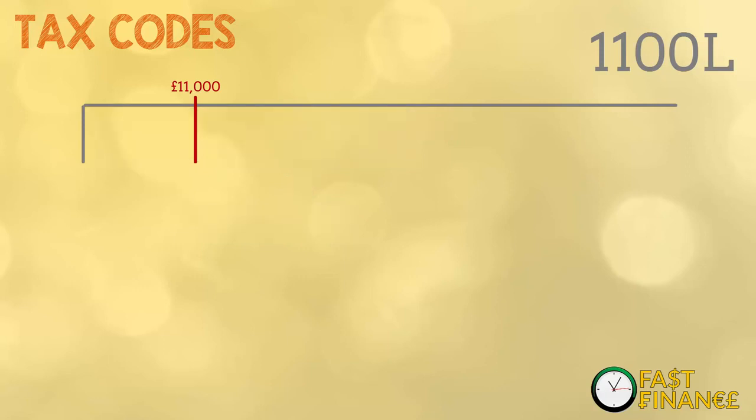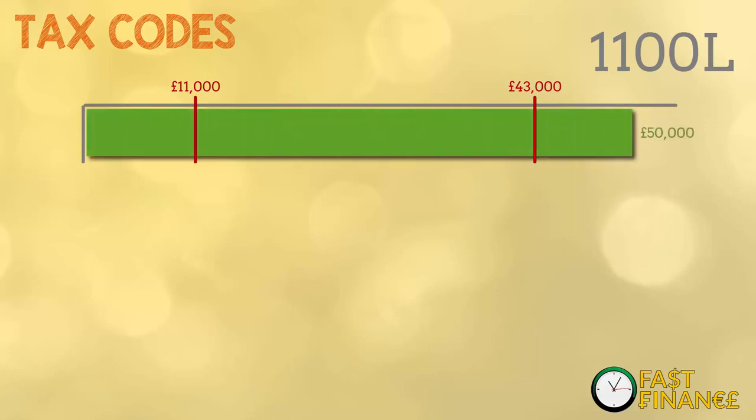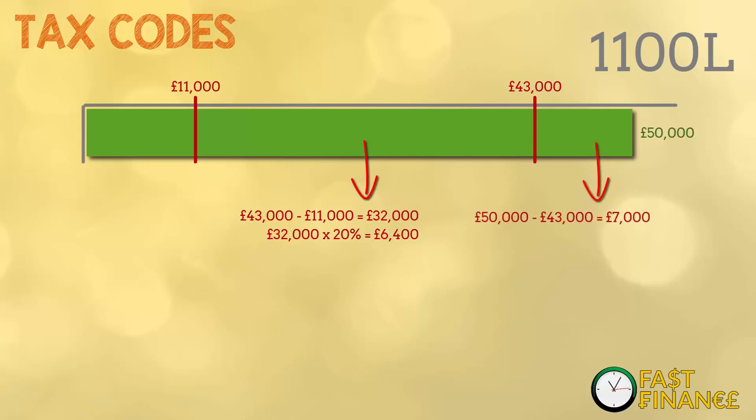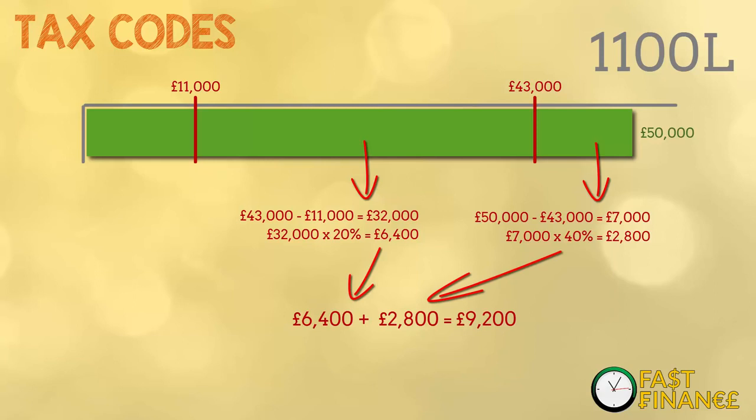Higher rate tax is paid on income above £43,000. So if you earn £50,000, you will pay 0 tax on the first 11,000 as above, 20% tax on your income between 11 and 43,000. This is 32,000 at 20%, which equals £6,400. And you'll pay 40% tax on your income above 43,000. This will be £7,000 in this example, which equates to another £2,800 in tax. This brings your total tax bill to £9,200, or £767 per month.